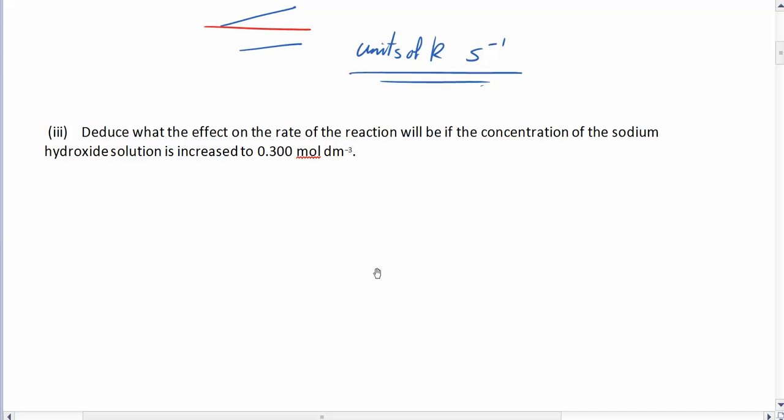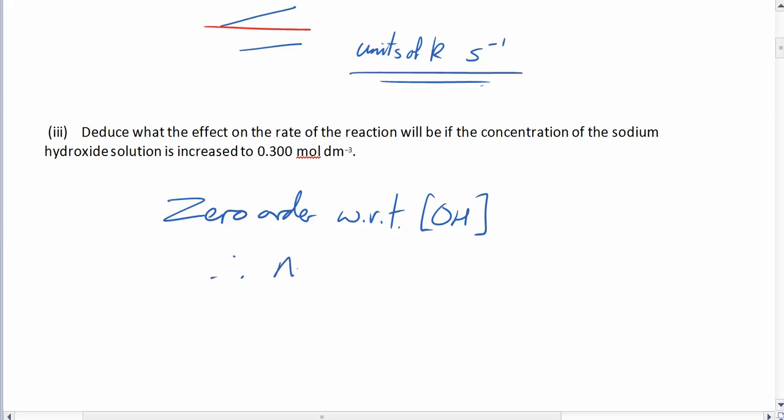Okay, let's have a look at the next part now. Deduce what the effect on the rate of reaction will be if the concentration of the sodium hydroxide is increased to 0.3 moles per cubic decimeter. Well, we know here that it is zero order with respect to hydroxide. Therefore there will be no effect on the rate of reaction by changing the concentration of the hydroxide, because the hydroxide does not occur in the rate expression.